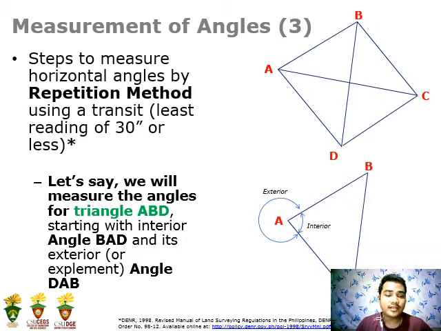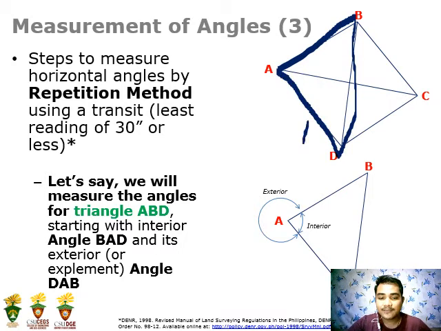So, the steps to measure horizontal angles by the repetition method using a transit whose reading is at least 30 seconds or less. Let's say we will measure the angles for triangle ABD. Here is triangle ABD, let us focus on this triangle. The angle inside is called the interior angle, and the exterior angle is the one outside. I guess you already know this.